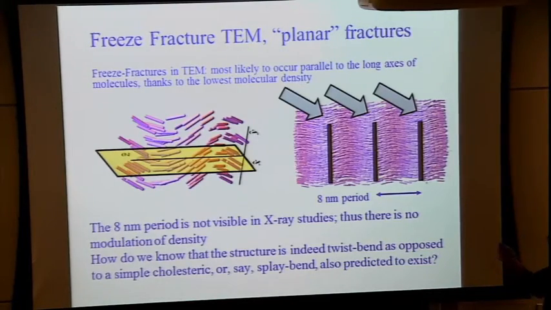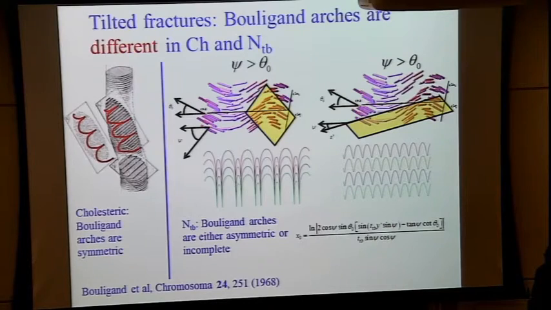So it is natural to speculate that, okay, when I break open the thing, my surface of fracture is the surface in which the density of molecules is the smallest, or in which the molecules are not crossing perpendicularly. And that would be the fracture that is parallel to the heliconical axis. And then if I deposit something, of course, these valleys will collect all the heavy metals, and I would see this periodicity under the transmission electron microscope.